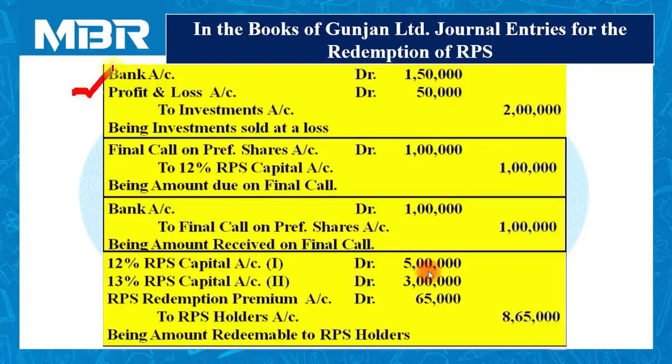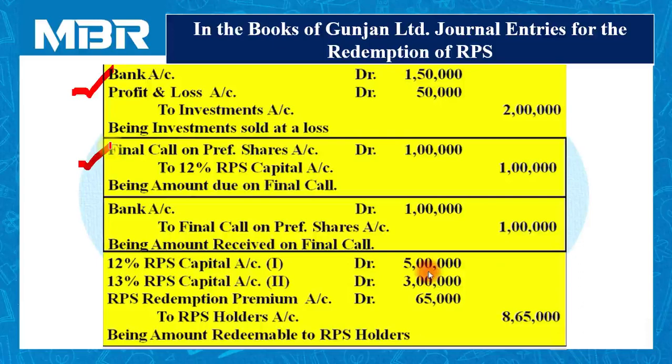The first and foremost entry is related to sale of investment. The company has sold the investment for rupees 1,50,000 and suffered a loss of rupees 50,000. Then the company received rupees 1 lakh on final call from 12% RPS, as 12% RPS are partly paid up.